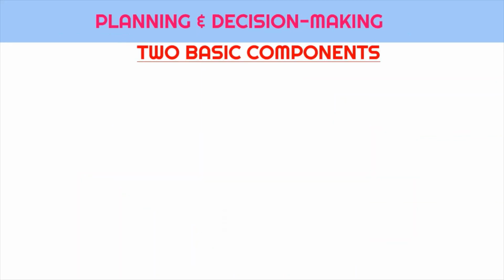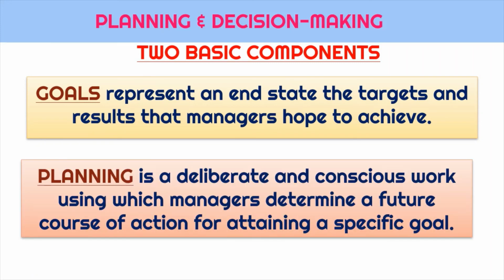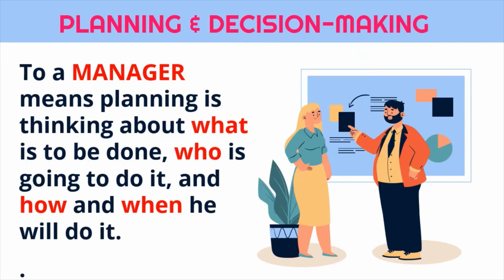Two basic components. Goals represent an end state, targets and results that managers hope to achieve. The second one is planning. It's a deliberate and conscious work using which managers determine a future course of action for attaining a specific goal. To a manager, planning means thinking about what is to be done, who is going to do it, and how and when he will do it.